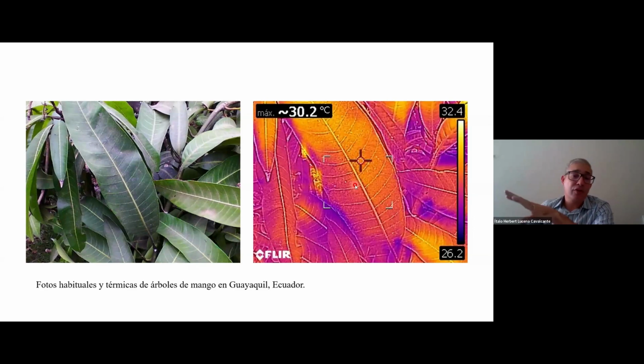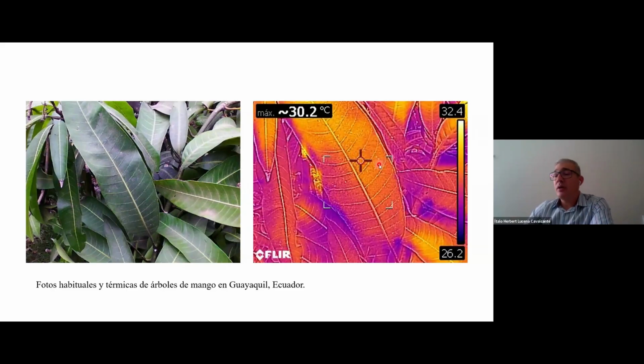So here we have thermal images. We took thermal images at different times of the day and on different days. And what we're seeing here is a leaf that is at 30.2 degrees and with a variation of 26.2 to 32.4. Why so much variation? Well, you can see here that there are certain areas, parts of the leaves, that are covered and they will have lower temperatures. And the maximum was 30.2 here that we saw at this point right here.